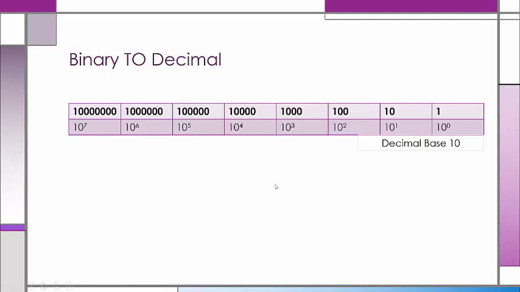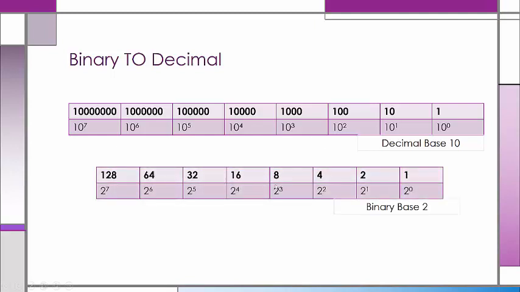This should look familiar. Well, it's exactly the same thing in binary, except we're talking about binary base 2, which means that our base number is 2 as opposed to our base number being 10. So now if we look at 2 to the 0, just like 10 to the 0, that's still 1. 2 to the 1 is 2. 2 to the power of 2 is 4. 2 to the power of 3 is 8.